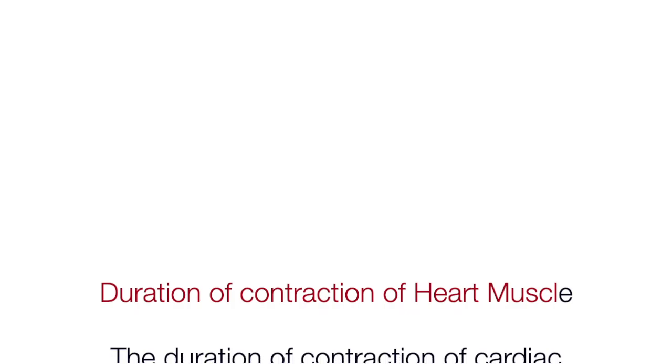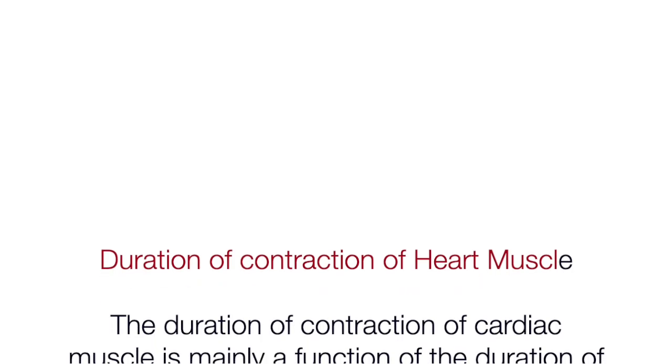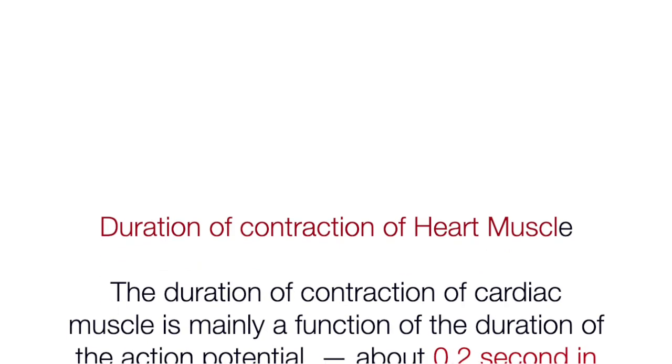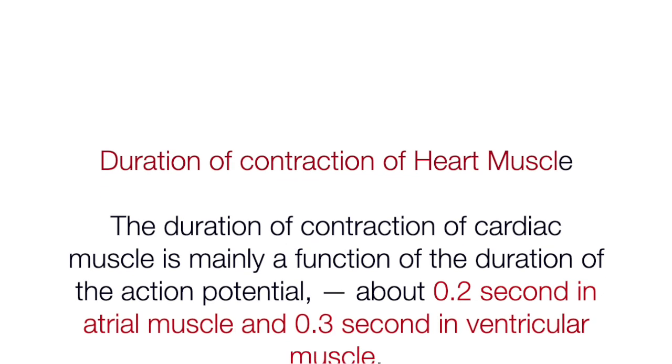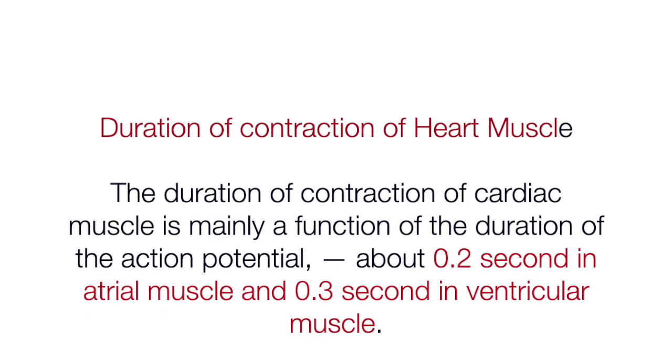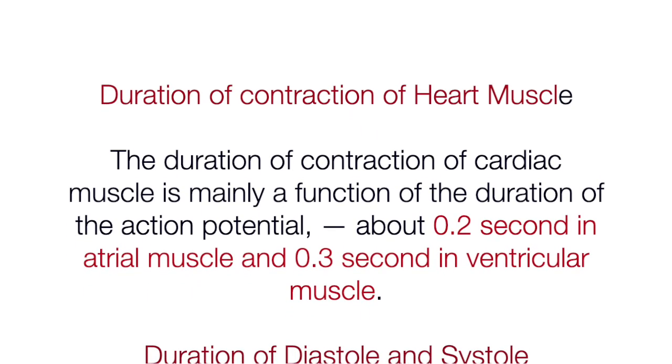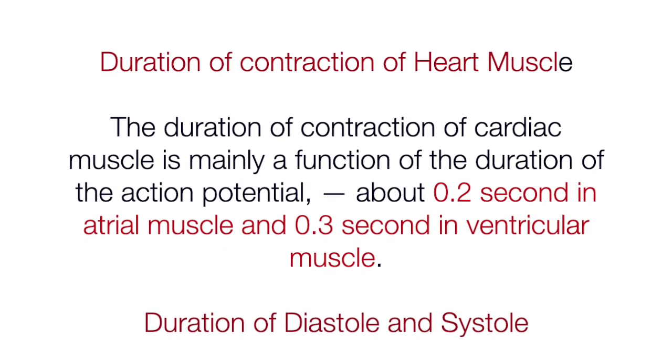Duration of contraction of heart muscle. The duration of contraction of cardiac muscle is mainly a function of the duration of the action potential, about 0.2 seconds in atrial muscle and 0.3 seconds in ventricular muscle. Duration of diastole and systole.